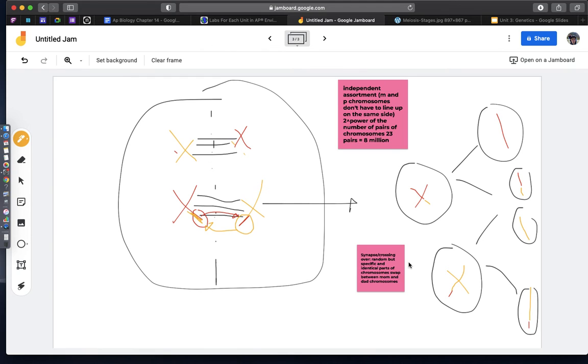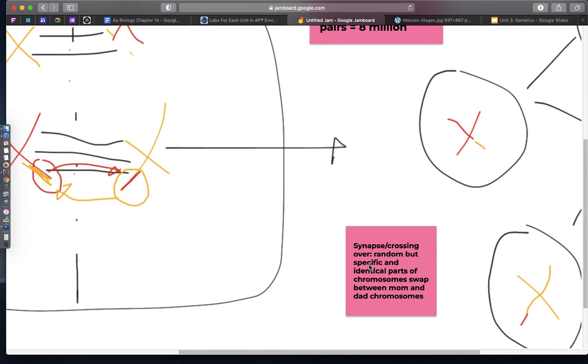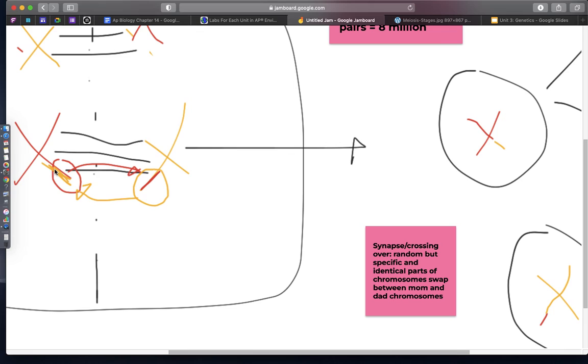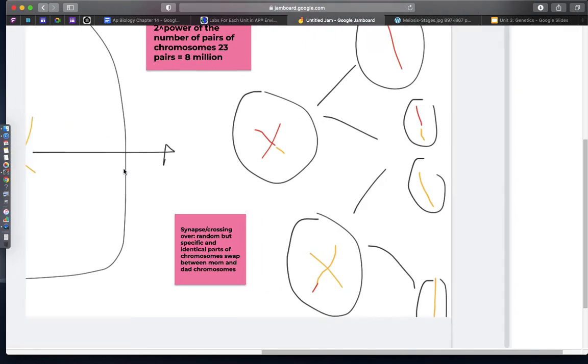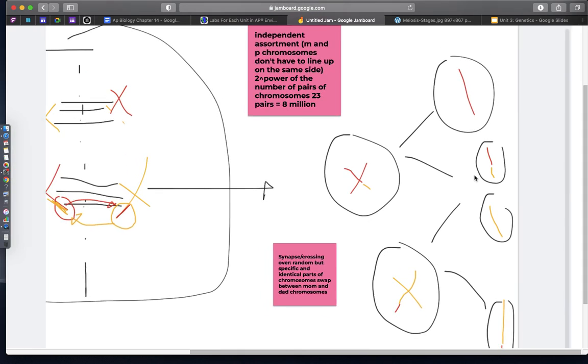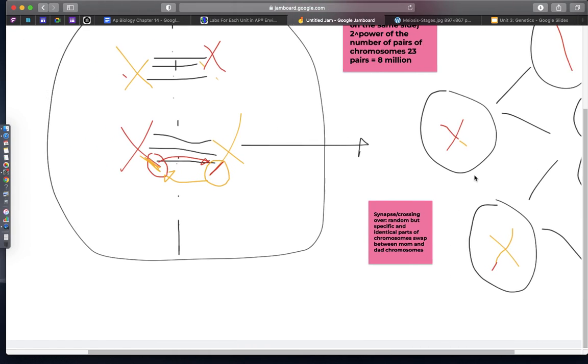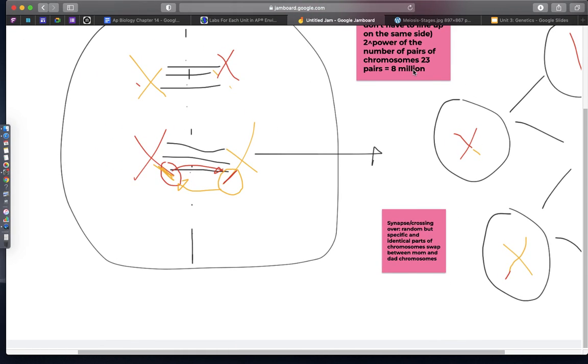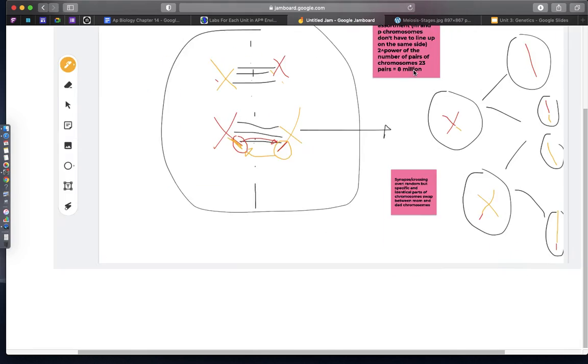The other is called synapsis or crossing over. This is where random but specific identical parts of chromosomes swap between mom and dad chromosomes during meiosis 1. So you'll notice this gold region from the mom chromosome swapped with this red region of the dad chromosome. This results in gametes that aren't just mom or dad, but mom and dad combinations, which helps us create much more genetic diversity than just independent assortment.